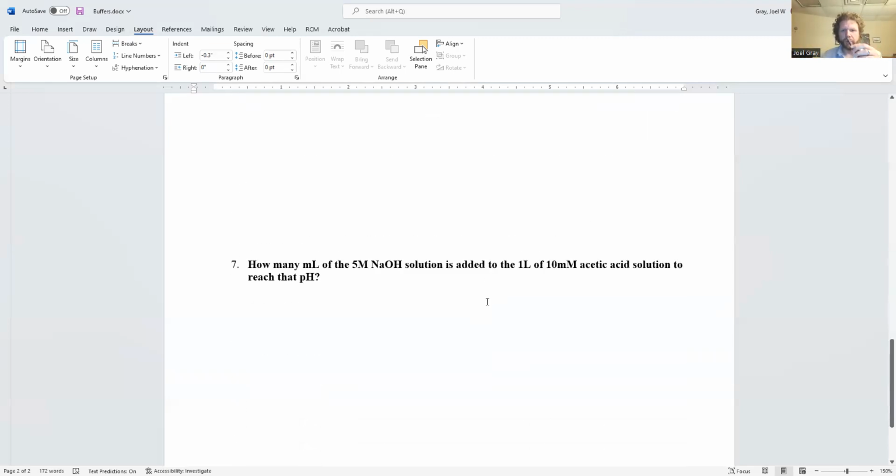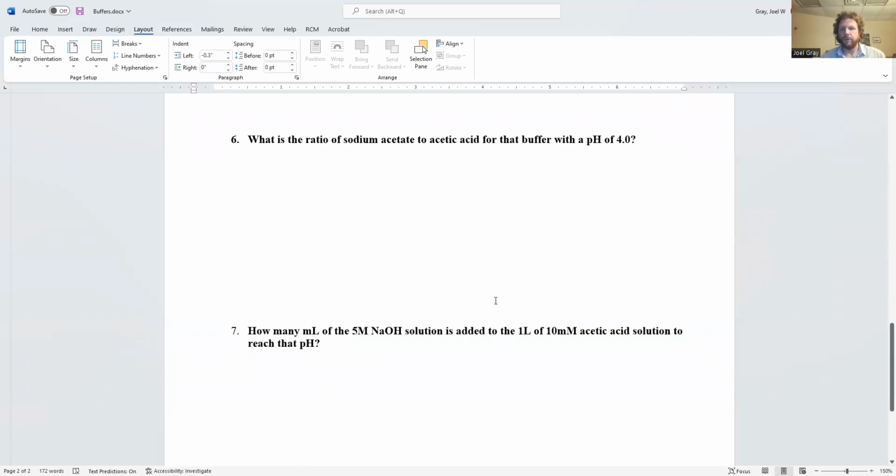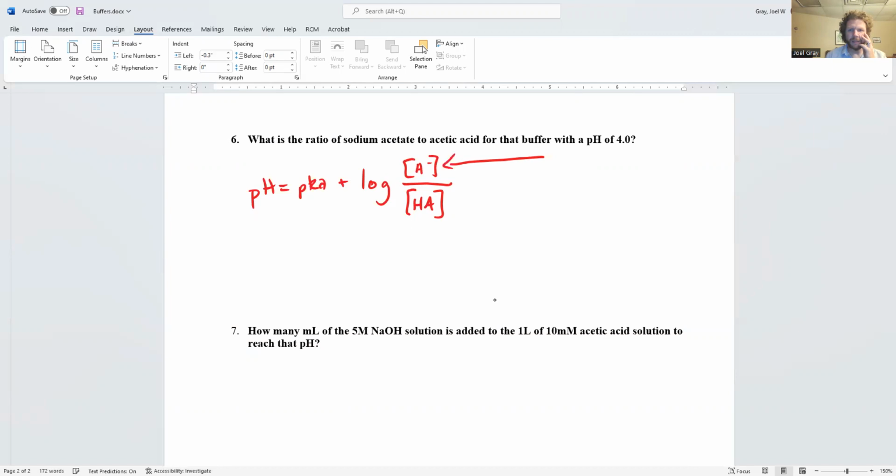The question asks, what is the ratio of sodium acetate to acetic acid for the buffer with a pH of 4.0? In order to answer this question, we're going to say pH is equal to pKa plus log of A minus over HA. So this A minus is our sodium acetate, and HA is our acetic acid. From a previous question, we know that the pKa of acetic acid is 4.8.